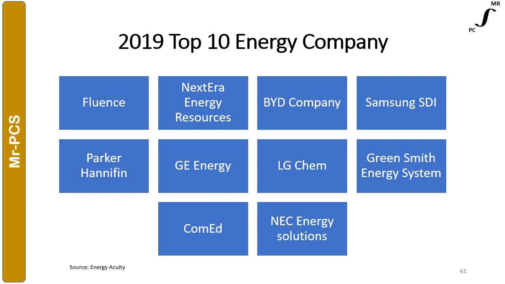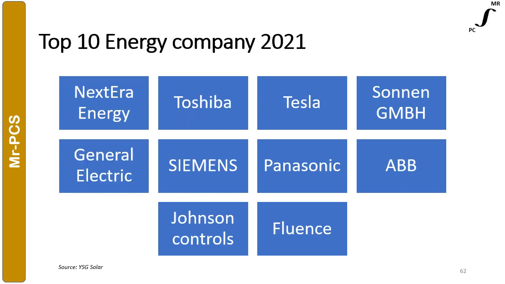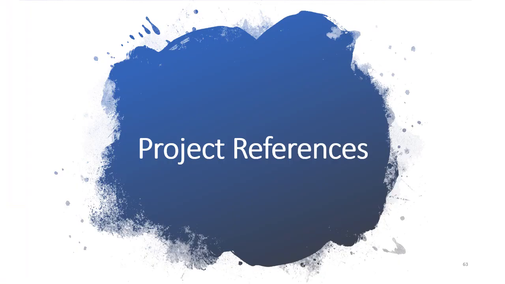Fluence, NextEra, BYD Capital, Samsung, Parker Hannifin, GE Energy, LG Chem, Greensmith Energy, Comed, NEC Energy System are the top players as per Energy Acuity. YSG Solar released top players in the energy sector as NextEra, Toshiba, Tesla, Sonnen, General Electric, Siemens, Panasonic, ABB, Johnson Controls, and Fluence. Next few slides provide some of the project references for battery energy storage system.